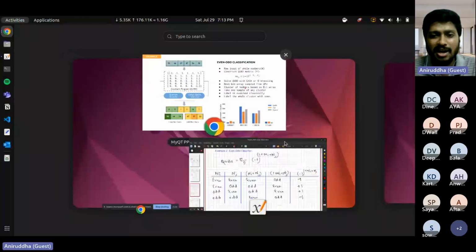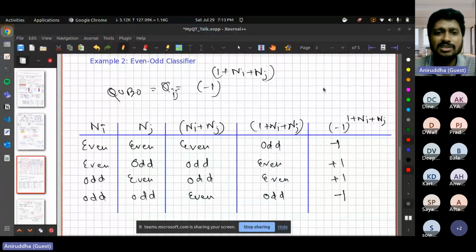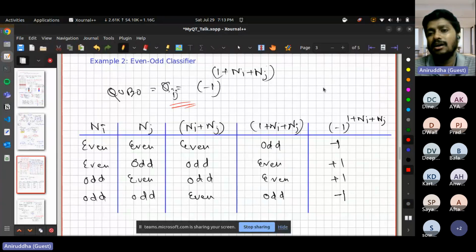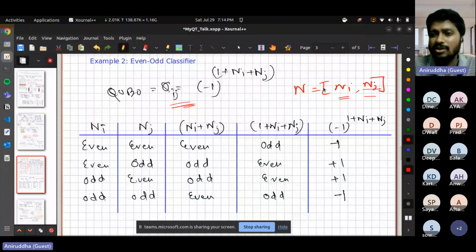Now if we go to some analysis of the QUBO, this is the QUBO that we have. We have an array of numbers which I designate by n, and ni, nj are the ith and jth elements of the array. These numbers can be either even or odd. So I have given here a table for all the possible combinations of ni and nj. If ni and nj are both even, then ni plus nj is also even, and 1 plus ni plus nj becomes odd. And if you put them in the QUBO expression, you get -1.